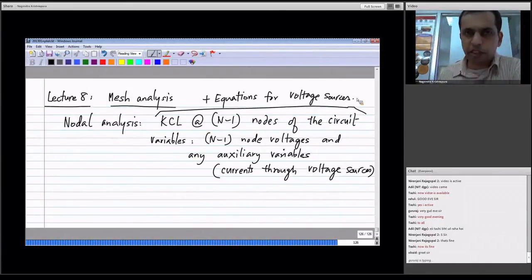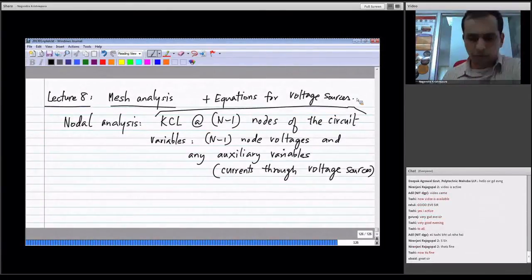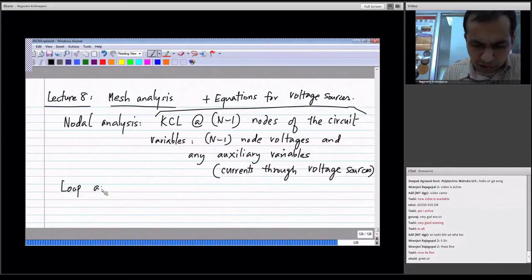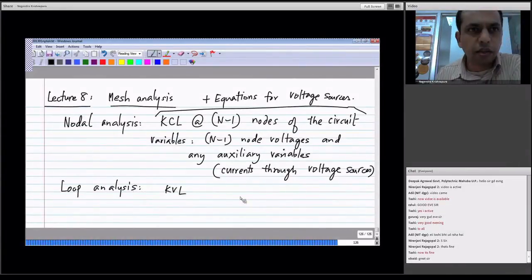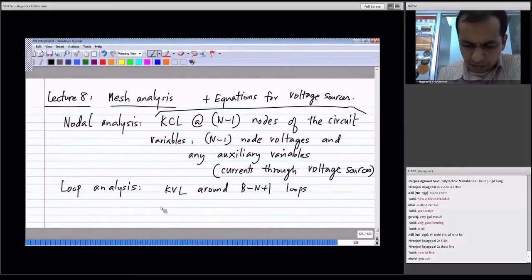Now, the mesh analysis is the counterpart of this. Now, instead of starting with KCL, first I will tell you about something called a loop analysis. It uses KVL around B minus N plus 1 loops, okay, and it uses currents as variables, okay.